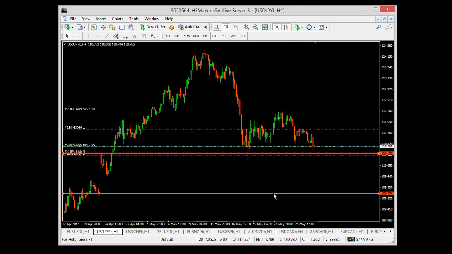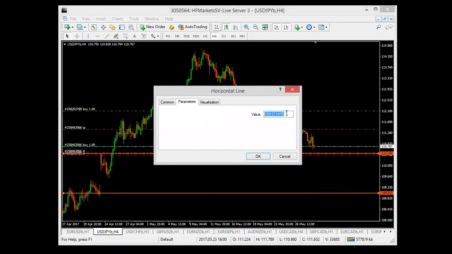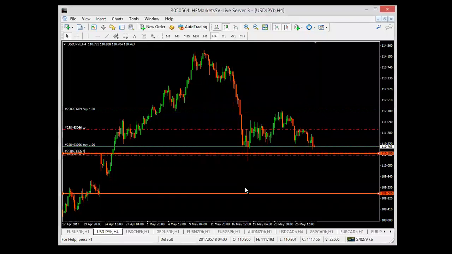10900. Round numbers, I like them as my support and resistance. 109 is still feasible. It's not out of context. But we can't enter it because we have not broken this support.